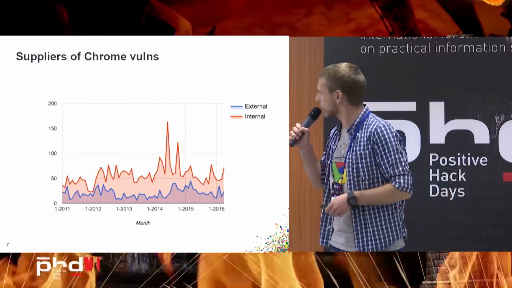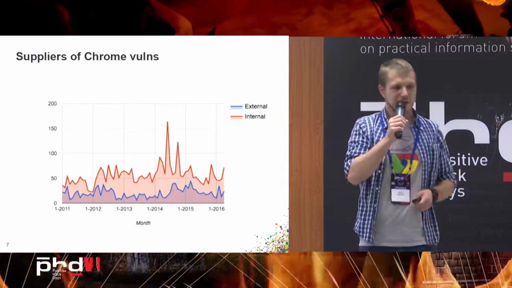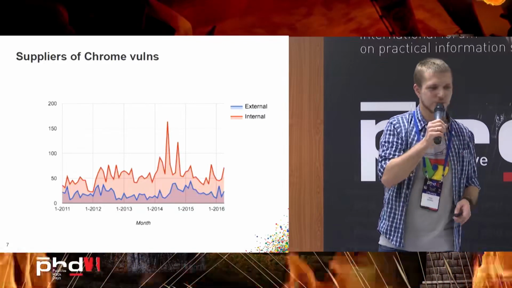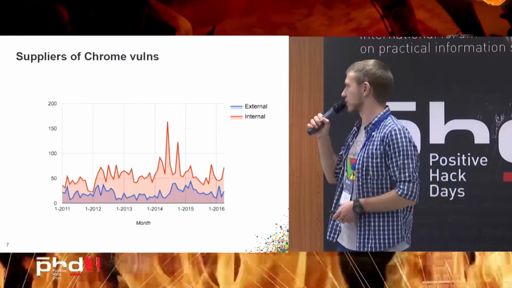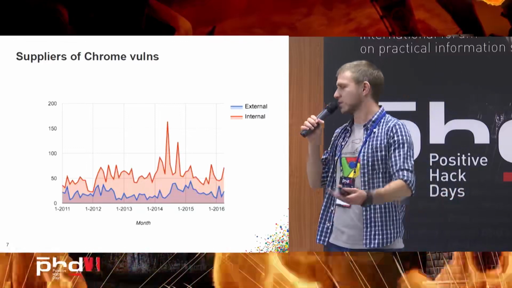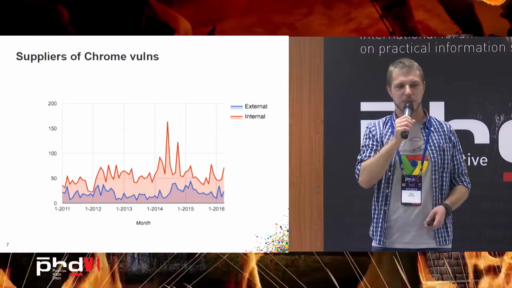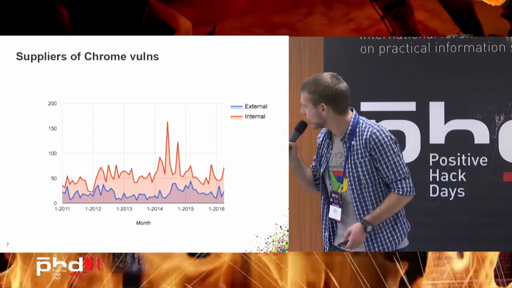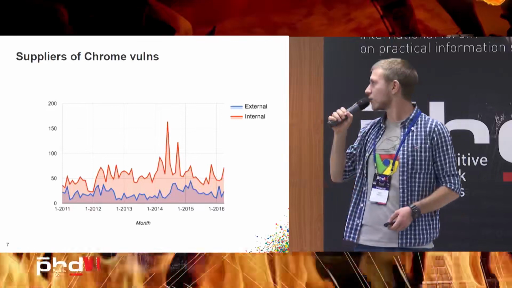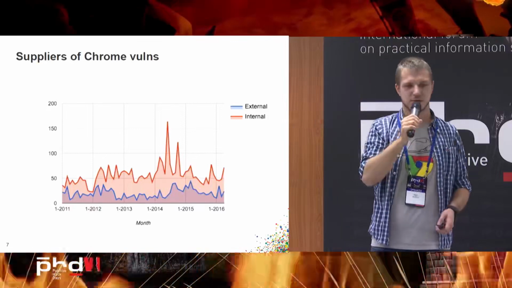Shown in blue are external reports for vulnerabilities, and shown in red are internal vulnerability reports. You see this huge spike around 2012, and that was the time when ClusterFuzz was launched. And there was another big spike in 2014. That was the time when we switched on Memory Sanitizer, and it helped us discover a huge number of bugs we couldn't see before.